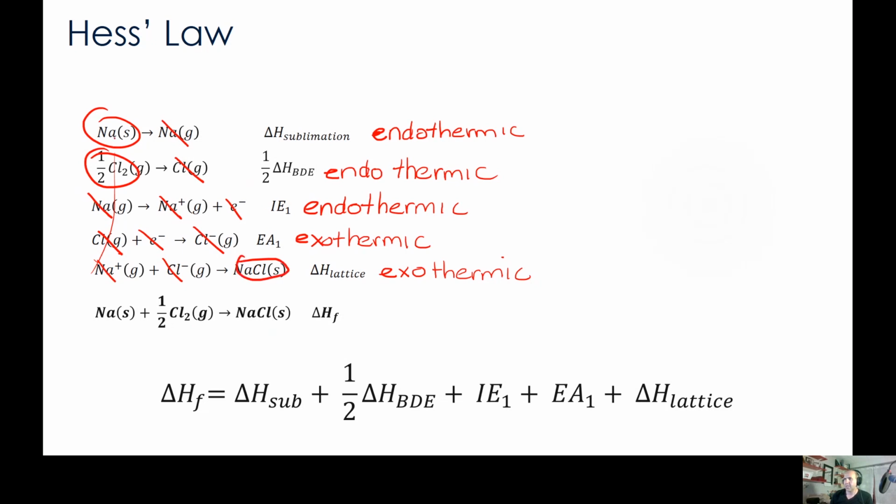So because all of these steps add up to the overall step, what does that mean? Each of these energy values adds up to the enthalpy of formation. So the delta H of formation is equal to all the steps added together. Now, it's important in the Born-Haber cycle to realize that the general process is the same for all ionic compounds. The specific steps might be different.